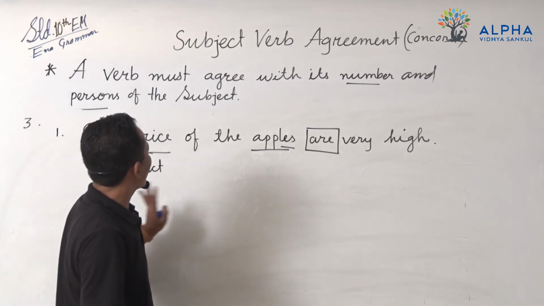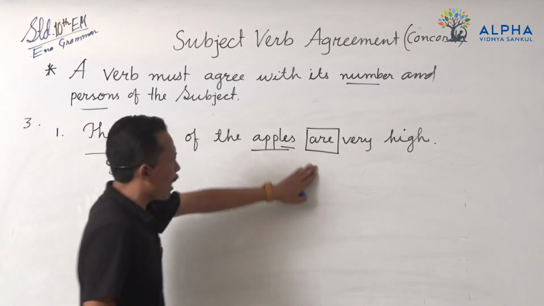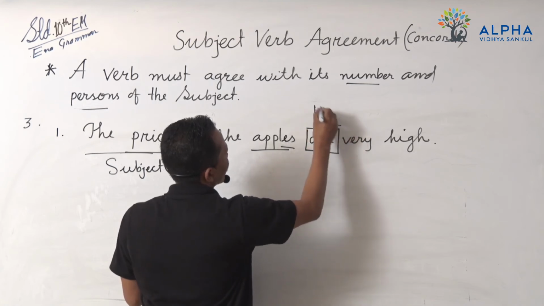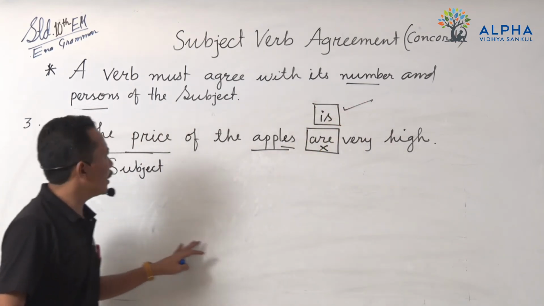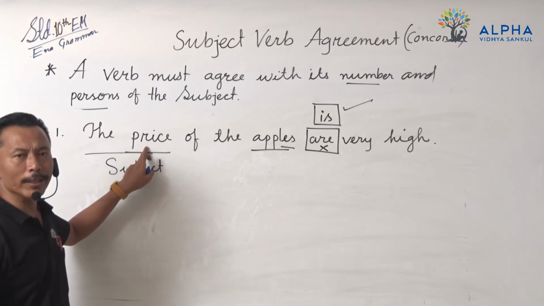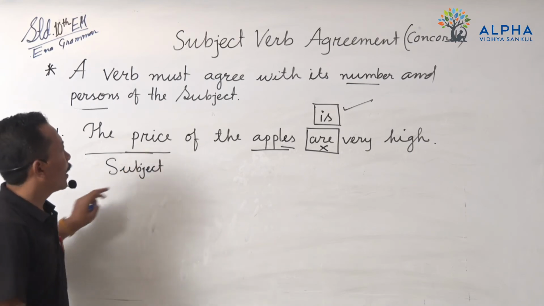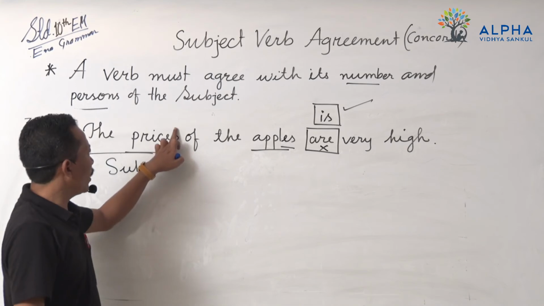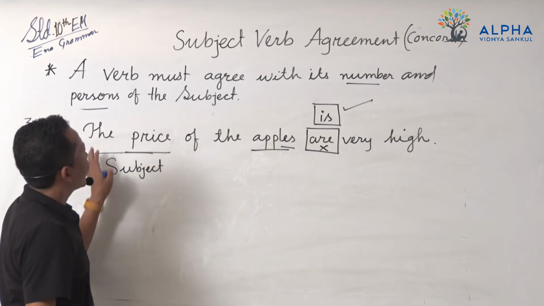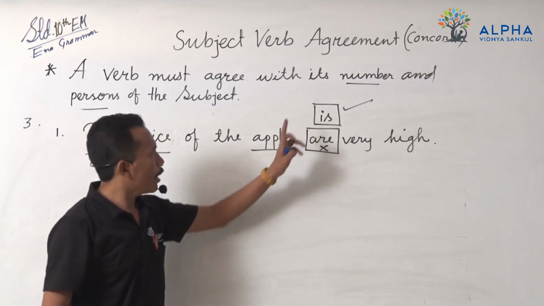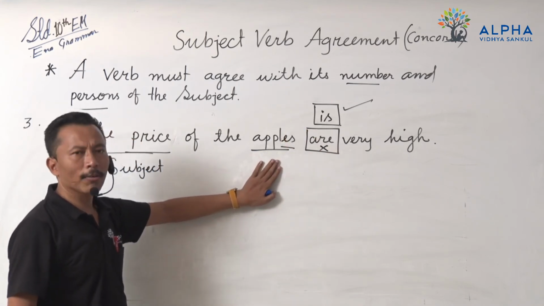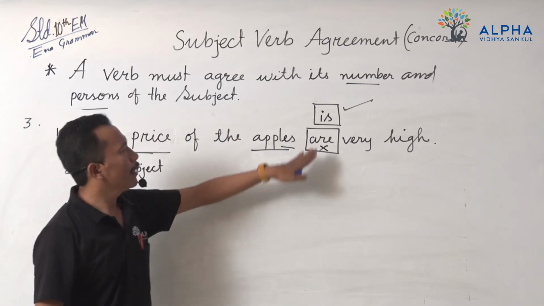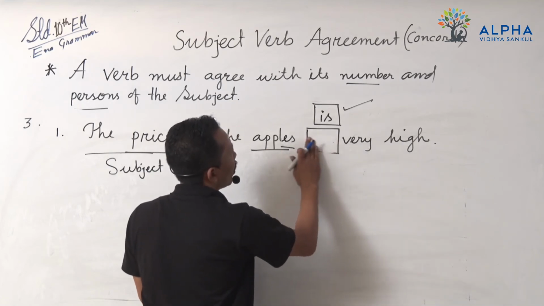The subject, the price of the apples are. Here, it is wrong, it should be what? Is. And why is the question that the subject price is singular? If it is that the price is, and are will come, if only this is only the price of the apples, and don't focus here, this is not the subject. This is not the real subject, the subject is here. The price of the apples is very high, so the answer will be is.